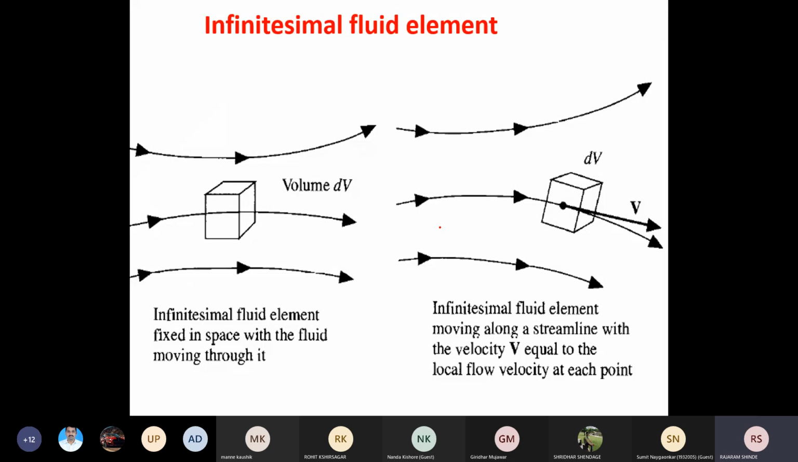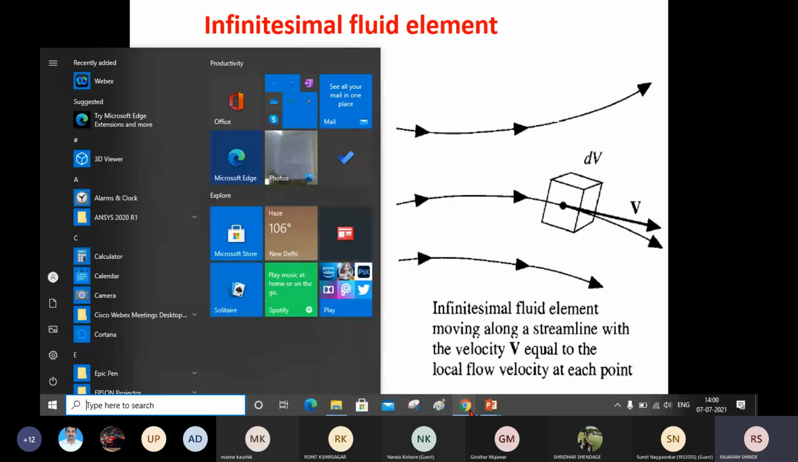Now these are the fluid elements. We can say there are four types of models: one is the control volume model and one is the infinitesimally small fluid element model. If you have a doubt in these two models, you can ask me, I will clear the doubts.